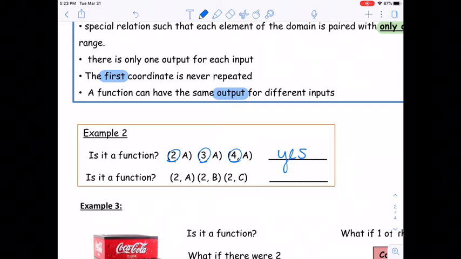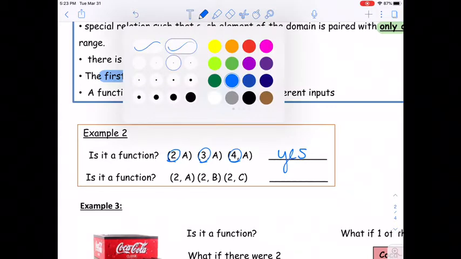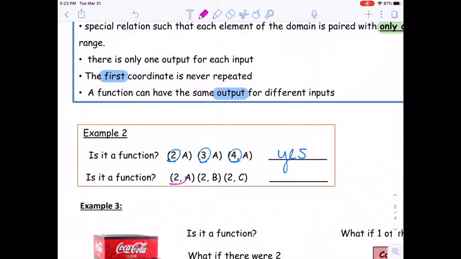The second example, if I put in a 2, I'm going to get an A. If I put in a 2, I could get a B. Or if I put in a 2, I could get a C. I don't know what I'm going to get out. I have the same input listed more than once. So I can see here that this is not a function.